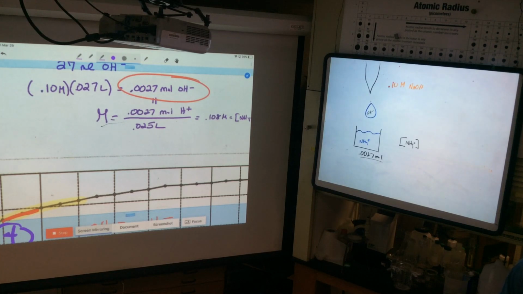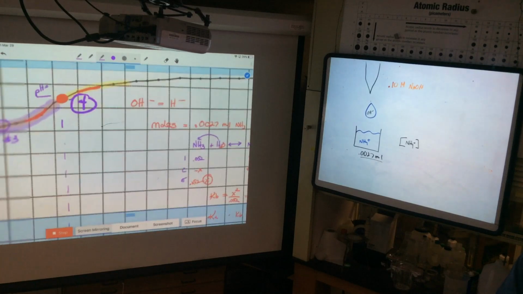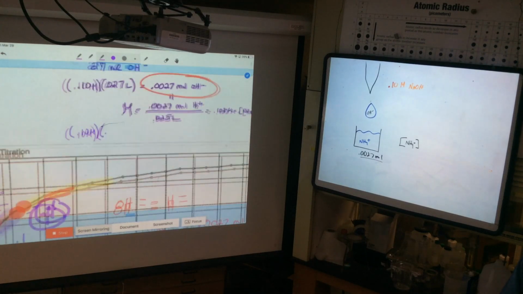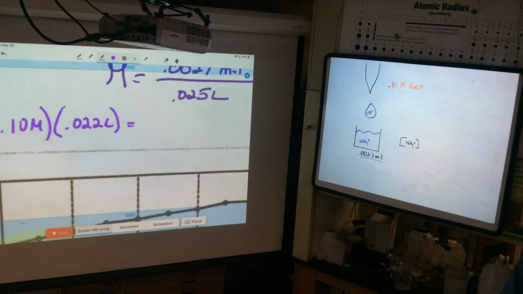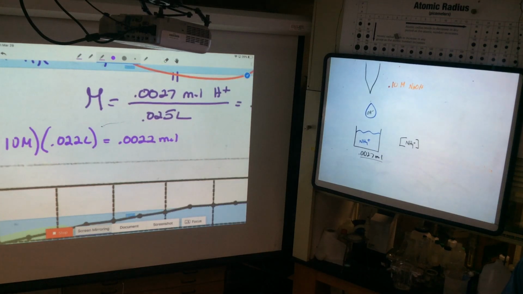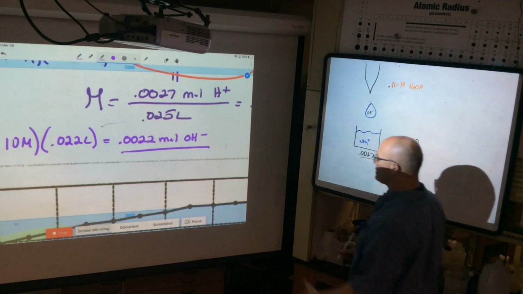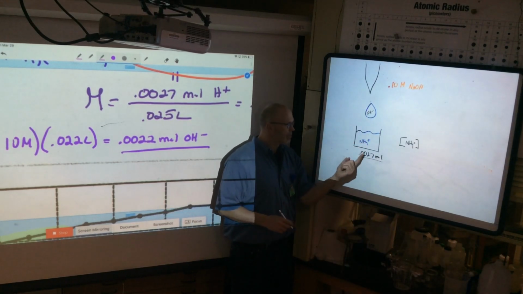0.10 molar. As I said before, the molarity times the volume is equal to moles. So 22 milliliters is my 0.3, so let's do that. It has to be in liters, so 0.022 liters. I can do this math here. So this becomes 0.0022 moles. That's how many moles of hydroxide is delivered by the burette.